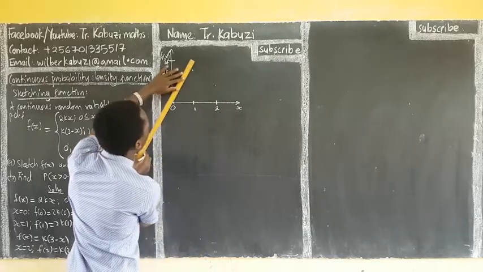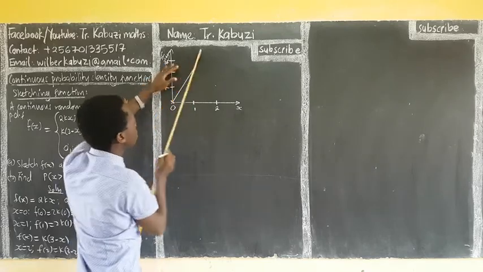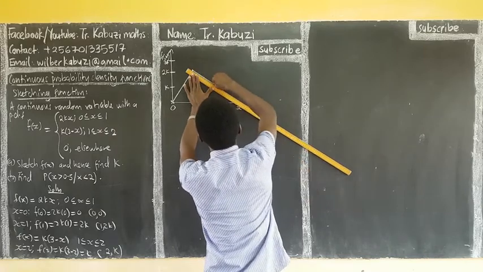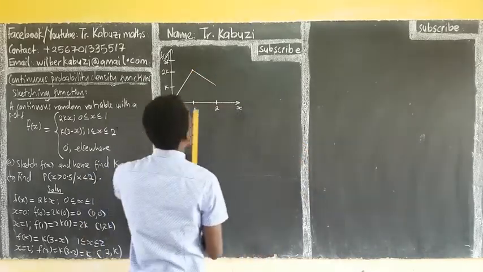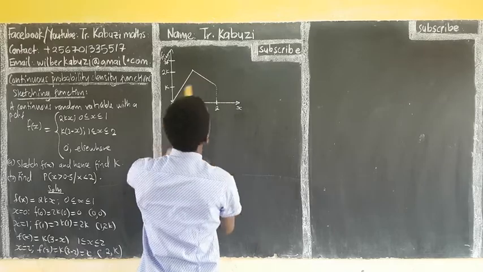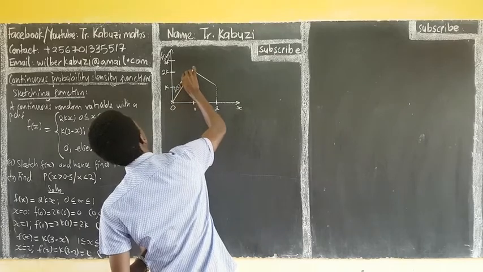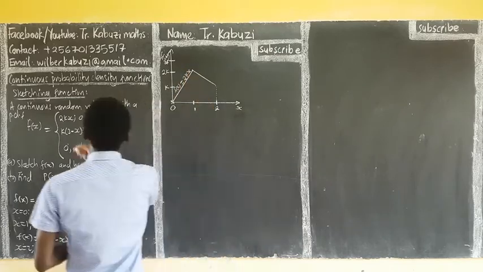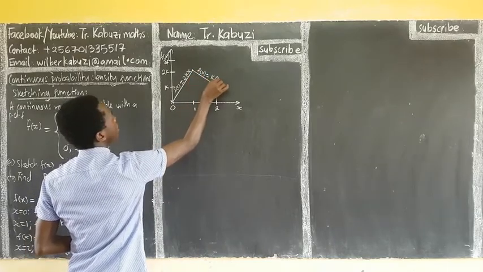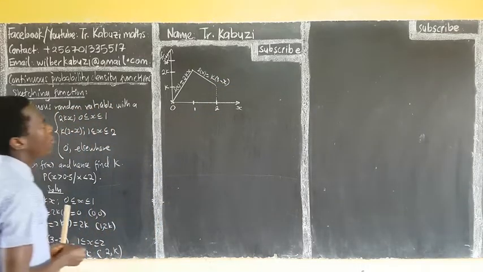Then you come and join these, like that. Then you name them. This was our f of x equal to 2kx. Then this one is our f of x equal to k into 3 minus x. So now they want us to hence find the area. How do we get the area here?